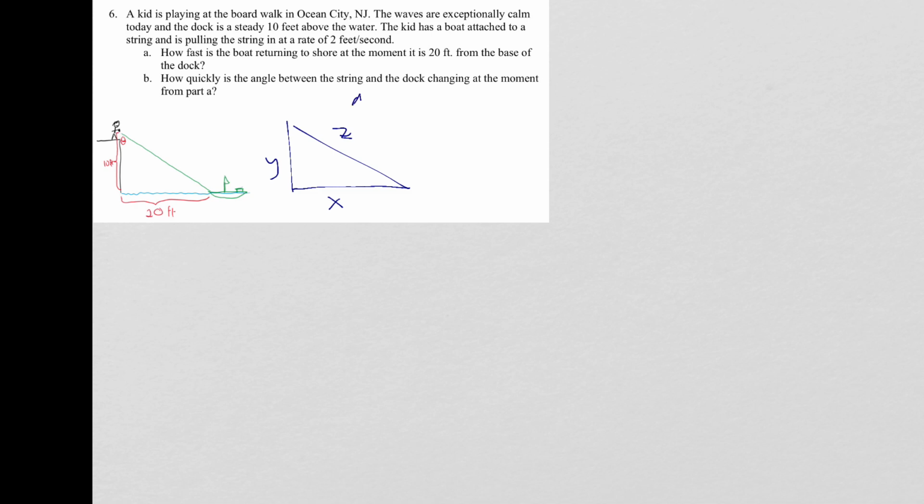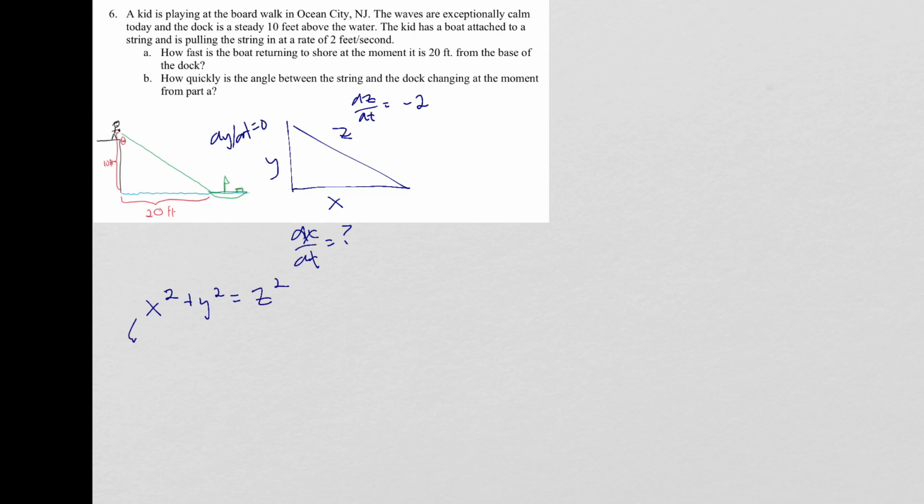We know dz over dt is equal to -2. And we know that dy over dt is equal to 0. And we want to find dx over dt equals what? So I'm going to start with some Pythag. X squared plus y squared equals z squared.